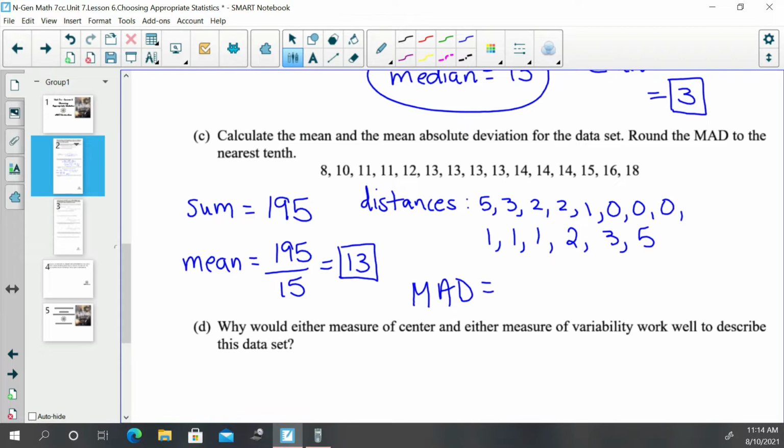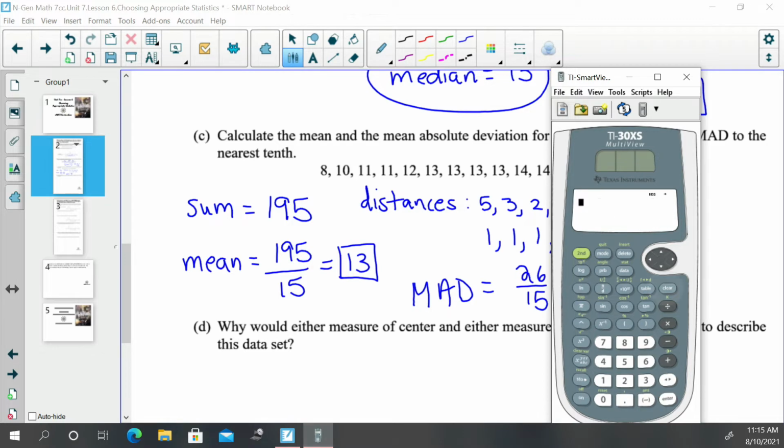I think I can do the addition in my head, and then we'll do the division on the calculator. 5 and 3 is 8. Plus 2 is 10, plus 2 is 12, plus 1 is 13, plus 1 is 14, 15, 16, plus 2 is 18, plus 3 is 21, plus 5 is 26. So we have 26 divided by 15.